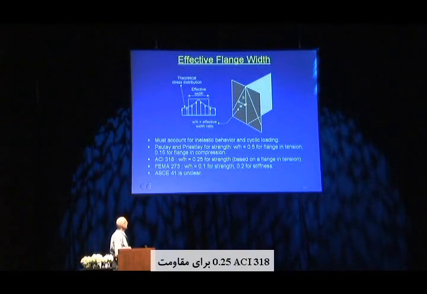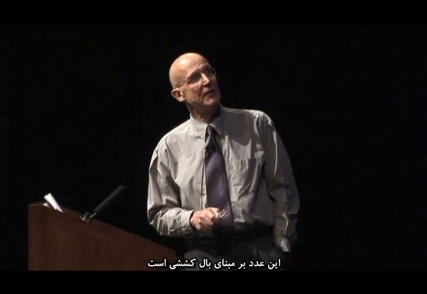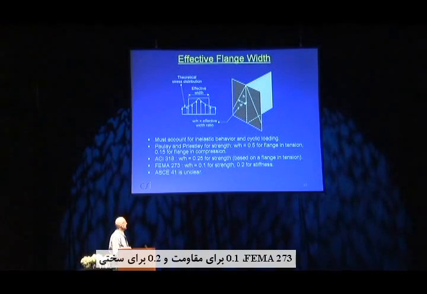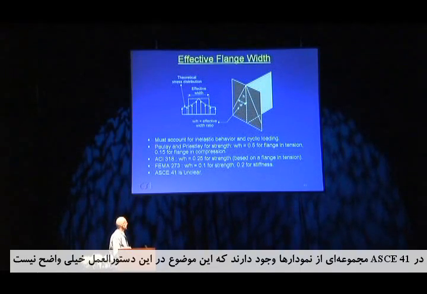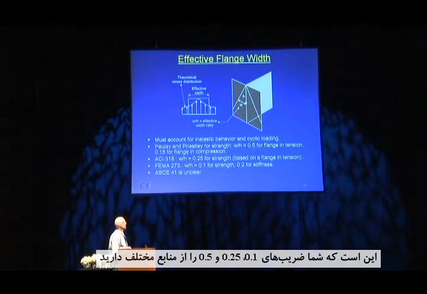ACI 318, 0.25 for strength. And that's based on a flange in tension, and this compares with Paulay and Priestley recommendation of 0.5. FEMA 273, 0.1 for strength and 0.2 for stiffness. And there's kind of a typographical error in ASCE 41, which means it's unclear. But the point I want to make here is here we've got 0.1, 0.25, and 0.5 from 3 different sources. And so you throw up your hands in horror and say, what on earth am I supposed to do?